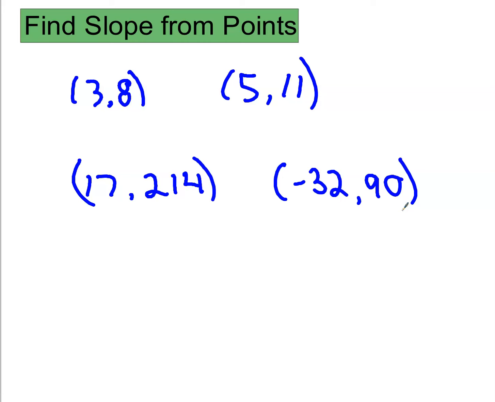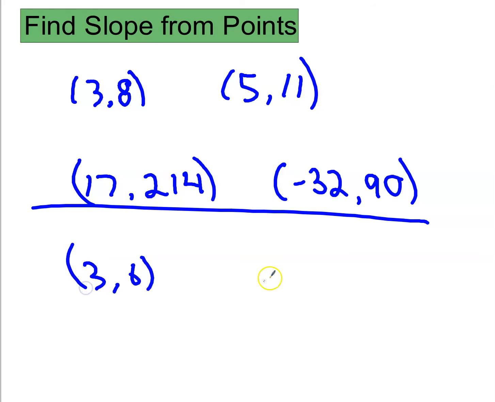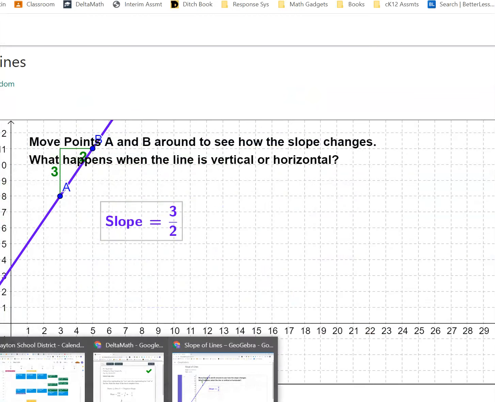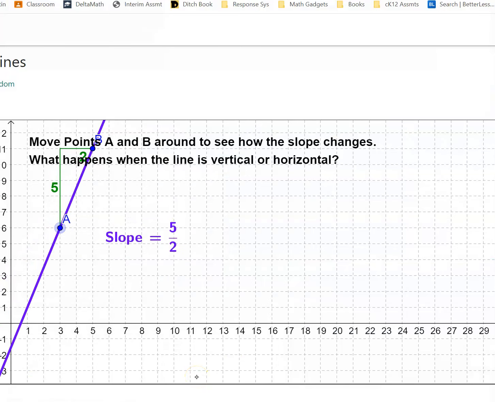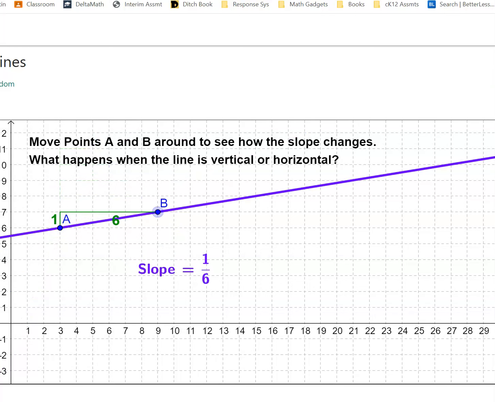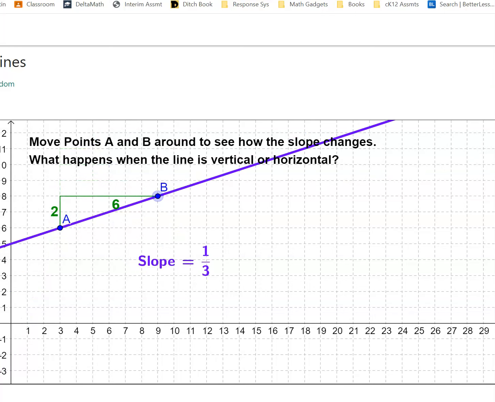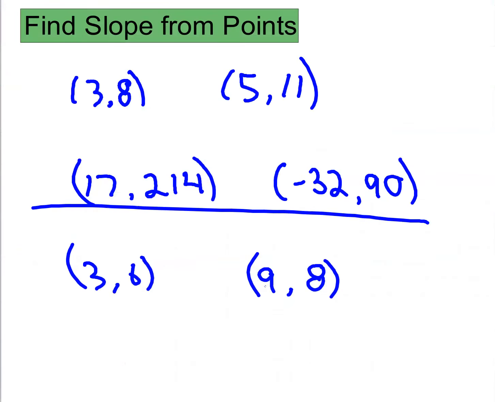And so here's what I want to do. I want to take a new set of points and put them on the graph so that we can mess with them. Let's just go with 3, 6, and 9, 8. Okay, so 3, 6, and 9, 8. Let's go back to our graph here and put them there. 3, 6, and 9, 8. Okay. And I can see on the graph that the slope is 2/6 or 1/3. Now what I'm going to do is copy this over here to our page.